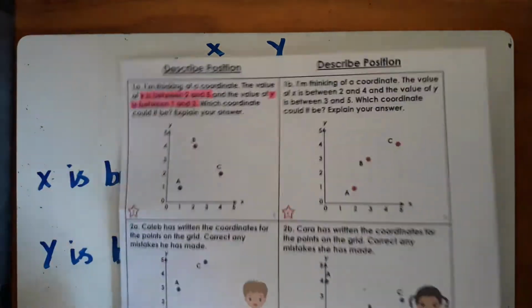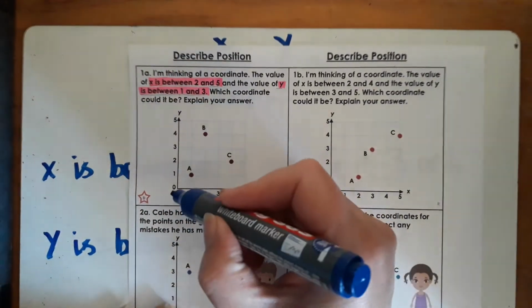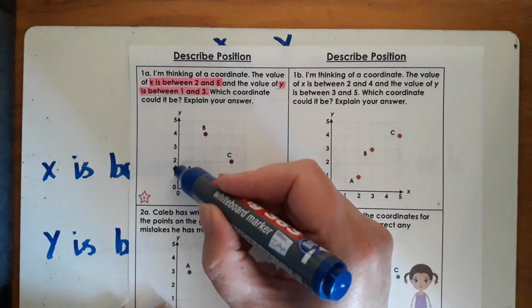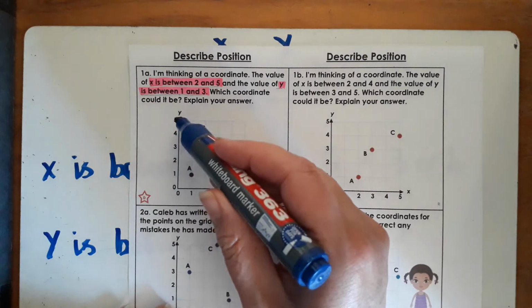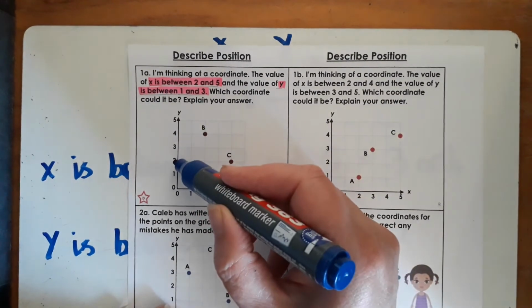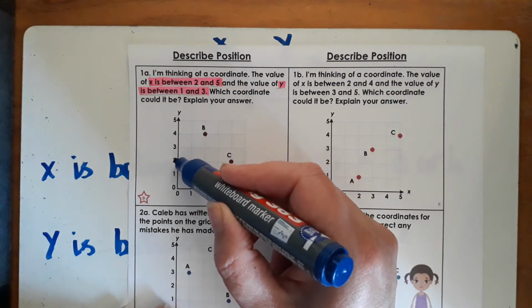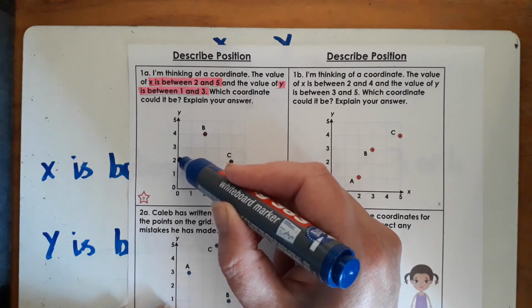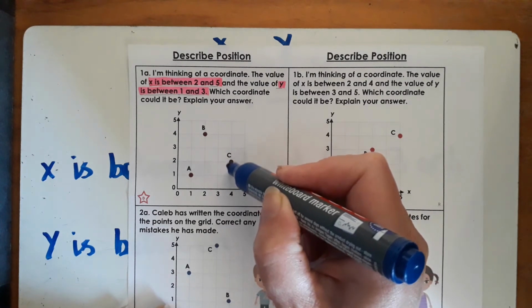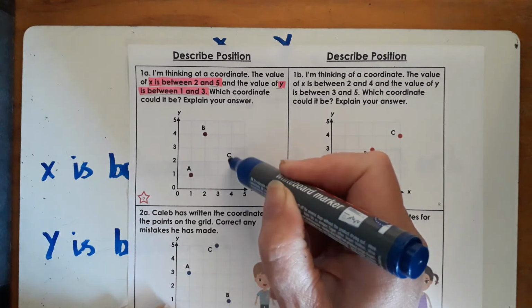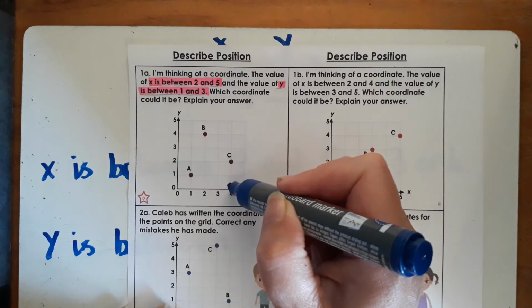So if I come up, remember, the y value is 2, so this is on our y. How far have we come up? And then we need to see how far we've got to go along before we find our value of the x-axis.